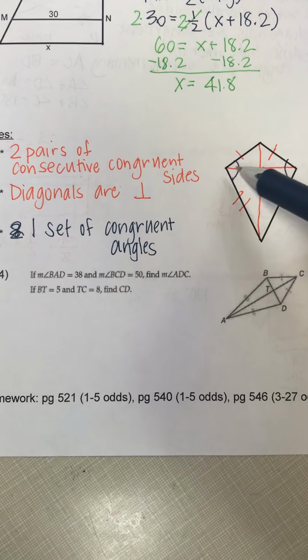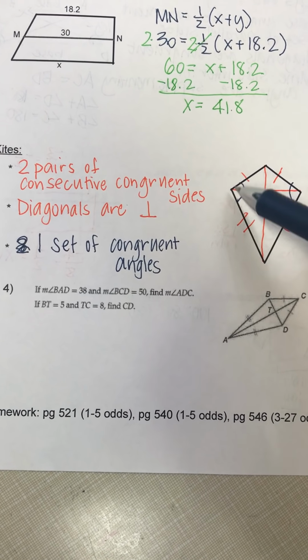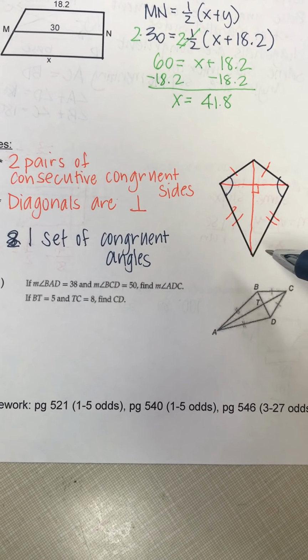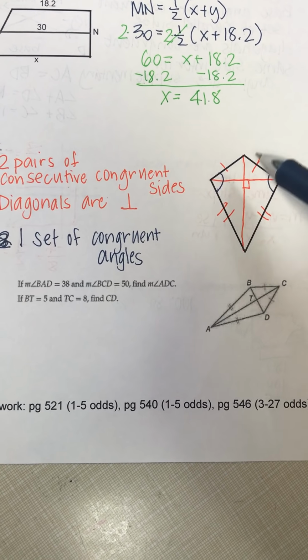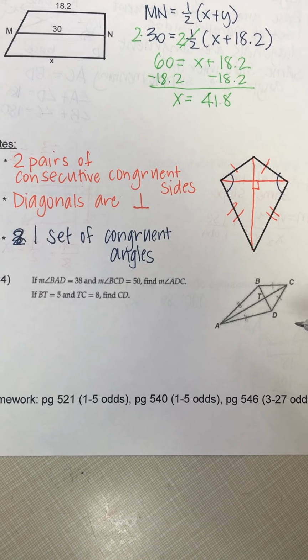And that set of angles is always going to be between the two sides that aren't equal. So think about where you put the cross stick in your kite.